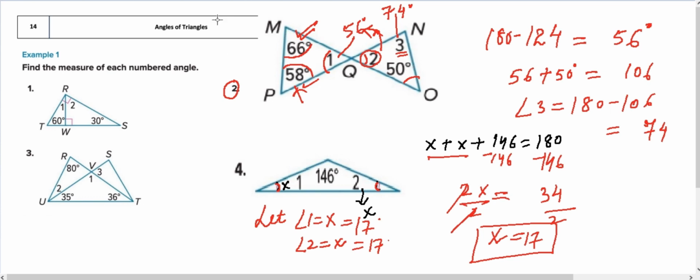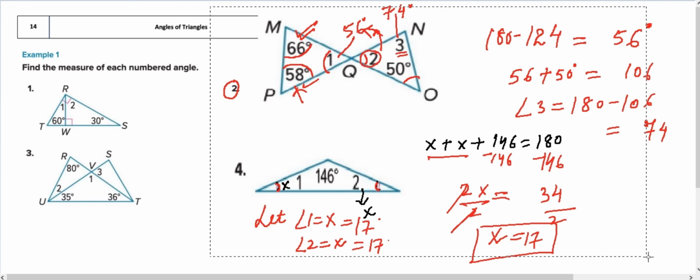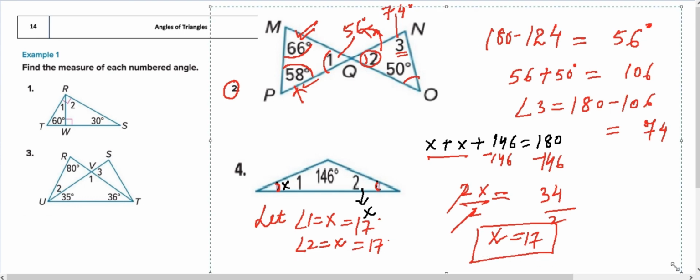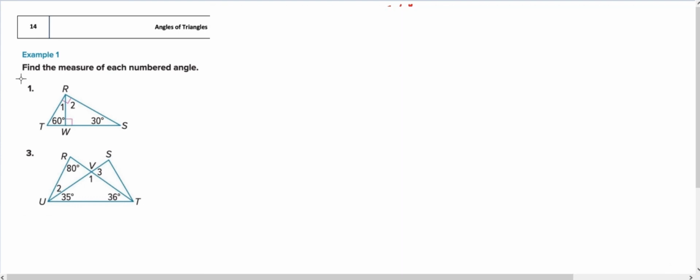So now let me delete these two questions. You can pause the video to see 2 and 4. Now look at question number 1 and 3. So what is 1 and 3? Find angle 1 and 2.